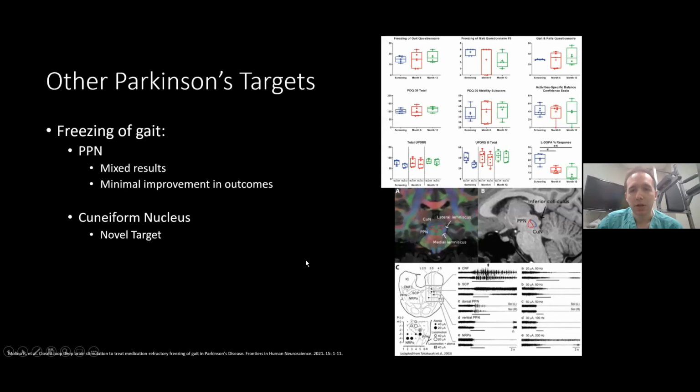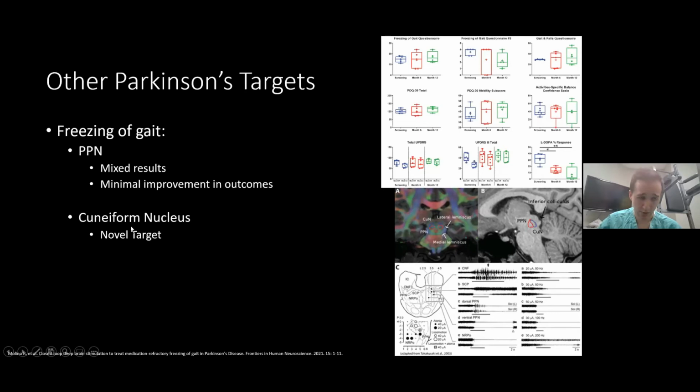There are other Parkinson's targets too that have been looked at. The pedunculopontine nucleus, that's the PPN. You can see it here on these diagrams. That's been used for the symptom of freezing of gait that some Parkinson's patients have, that maybe wouldn't be a candidate for STN or GPi. The results have been kind of mixed, so it's not exactly the most popular approach.